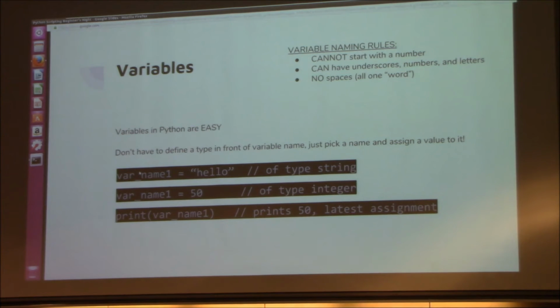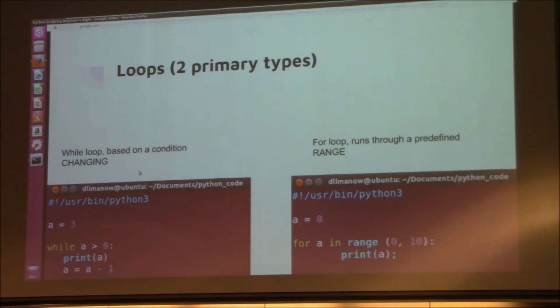And then some naming rules for Python. It can't start with a number, so I couldn't do something like 2_var. It can have underscores, numbers, and letters in it as long as it doesn't start with a number. And then it can't have any spaces, so it's got to be all one word, if you will.